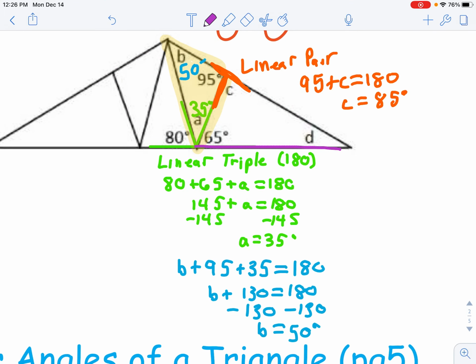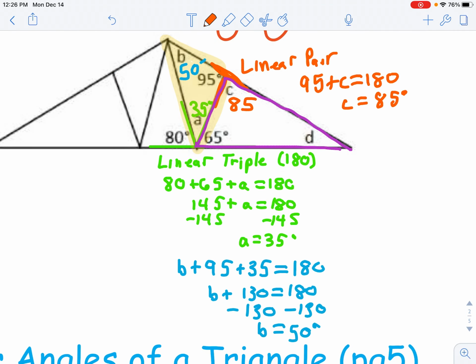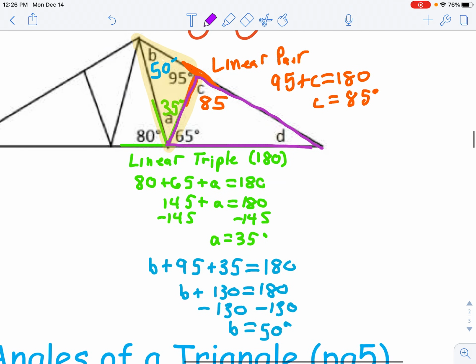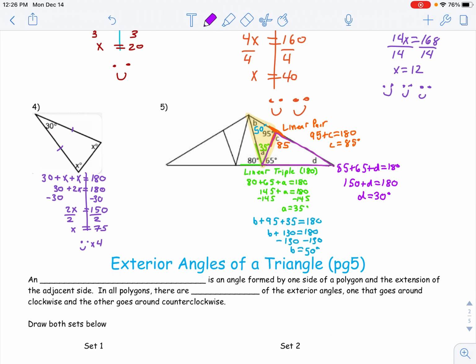All right, now, since we know C equals 85, I forgot to write that down, I can focus on D. Again, we have another triangle, so we're just going to use the triangle sum theorem. I'm going to say 85 plus 65 plus D equals 180. 150 plus D equals 180. D equals 30 degrees. All right, and that's it, solving for x. Whew.